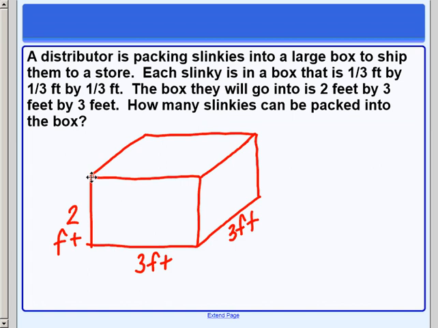Well, if I think about it, basically what this is saying is, 3 whole feet is how many thirds? Well, it's equal to 9/3. So how many slinkies can I fit going 3 feet across? Well, if they're each 1/3 of a foot wide, then I can fit 9 slinkies because 3 slinkies make 1 foot. So 3 feet then would be 9 slinkies. So I can fit 9 slinkies across.